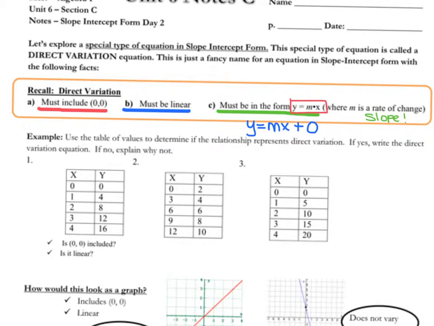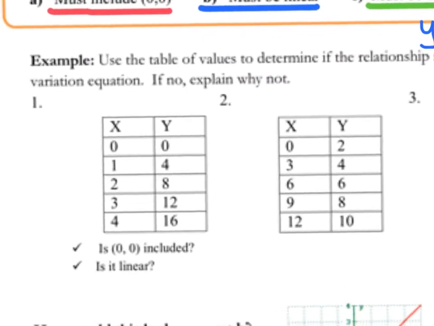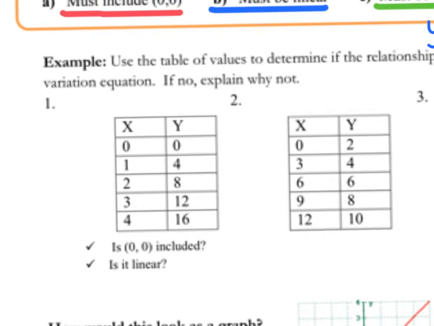So the first example is using a table of values to determine whether or not something is direct variation. So if you guys look at the first one, you can see, is 0, 0 included? The answer is yes. 0, 0 is included, so that's my first check mark.